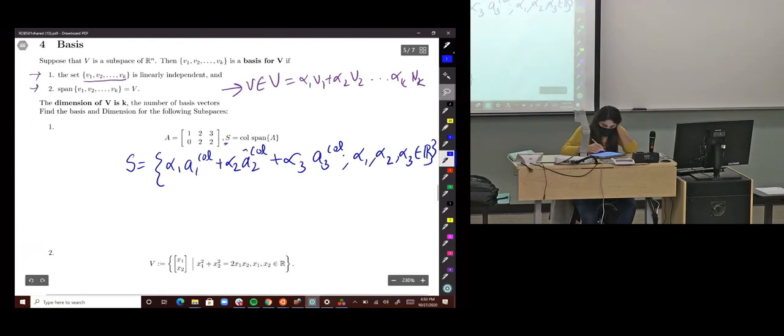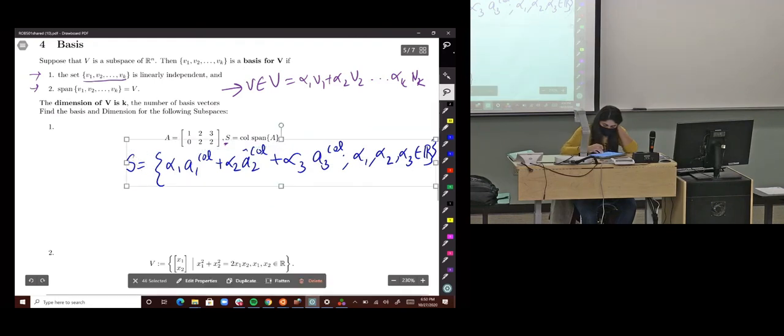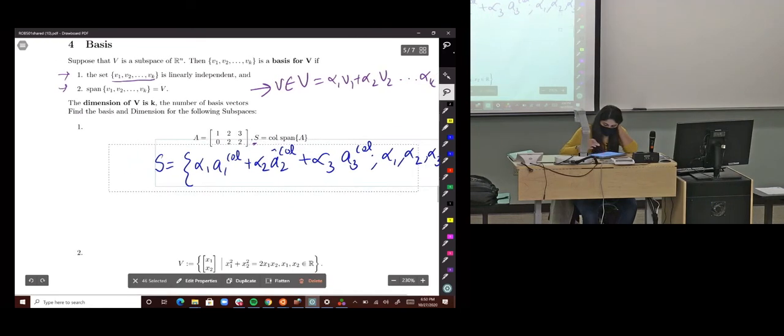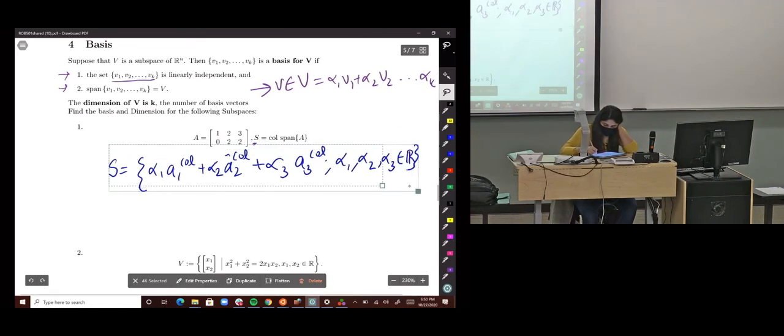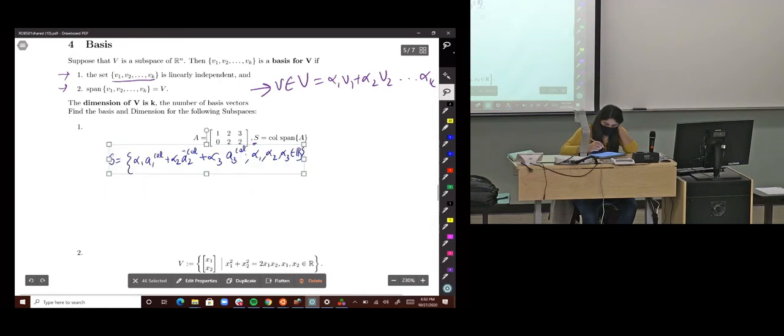Let me actually decrease the size of this thing. It's too big.